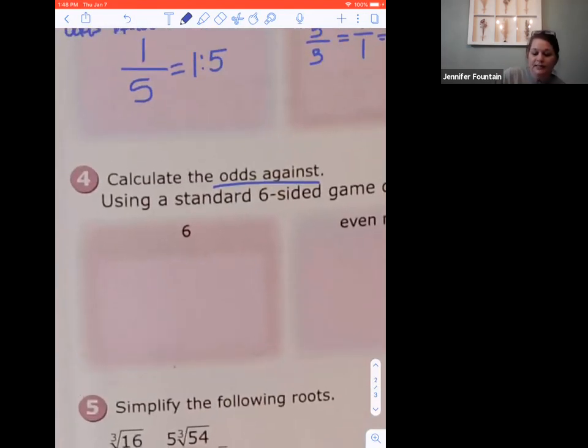Okay, so now when we say, what are the odds against rolling a 6? Remember earlier, the odds in favor of getting a 6 was a 1, or the number of chances. So now if it's against, that means I have 5 chances of getting something other than a 6. But now I've got to subtract that from my total number. So 6 minus 5 is 1. So I have a 5-to-1 odds against getting a 6.